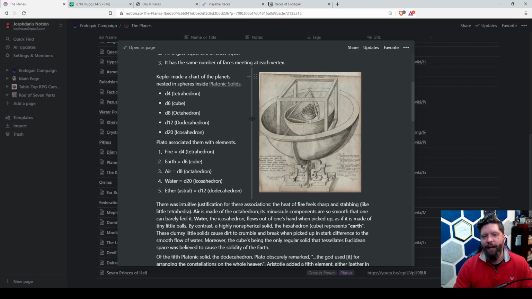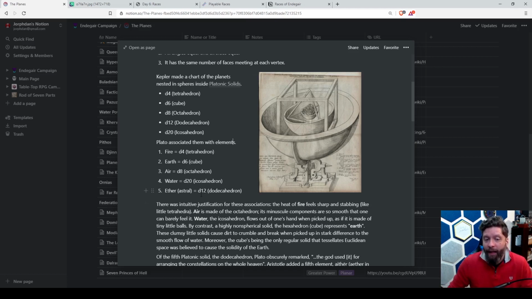Earth is a D6, because a D6 earth crumbles. Like you hold it in your hand, clay, and it chips away, kind of like a bunch of D6s together. They'll block apart and fall away. Air is a D8 because it is hard to hold in your hands and it kind of wiggles around. Water is a D20 because it easily rolls off your hand. And that was his rationale for that.